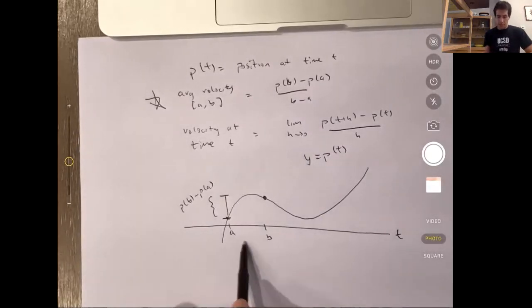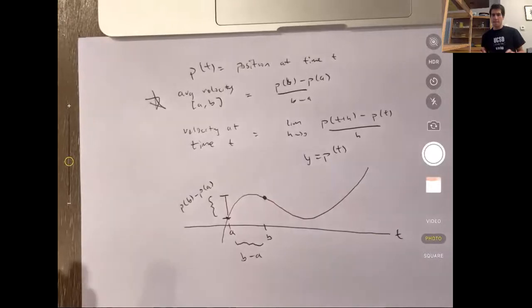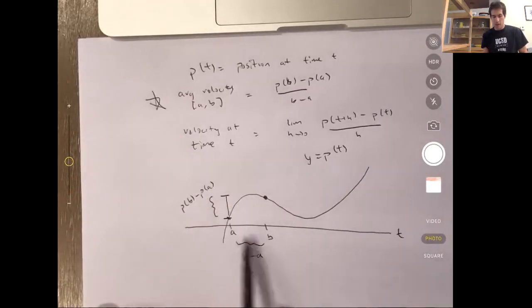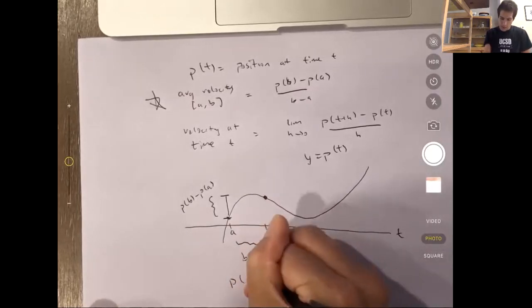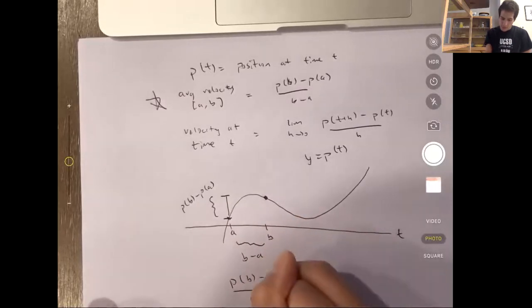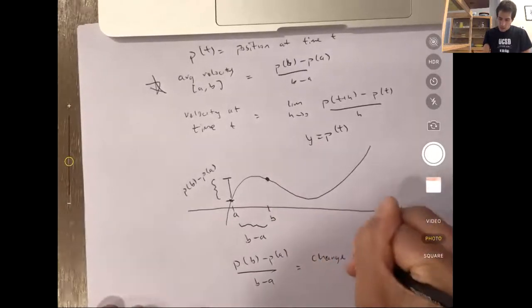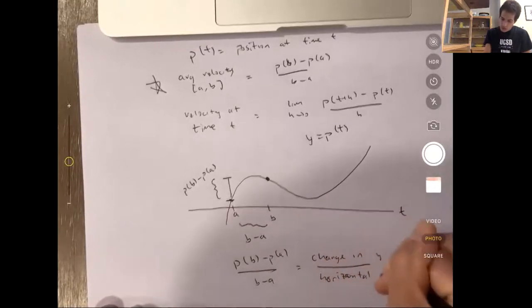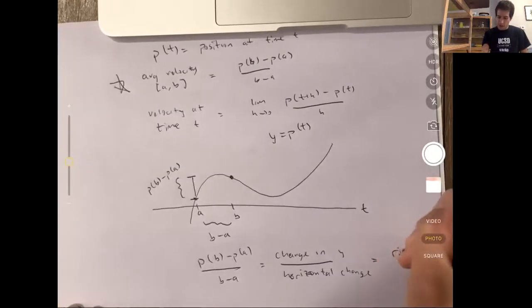And what is b minus a? b minus a is the length of this interval, the length of this horizontal interval on the t-axis, right? So if I take the ratio of these two, I'm taking a change in the y value and dividing by a change in the t value, so p of b minus p of a over b minus a. This is the change in y over the horizontal change. You can think of this as rise over run.